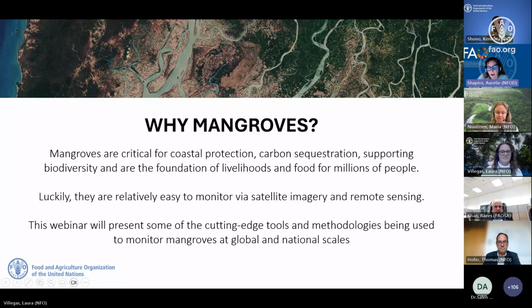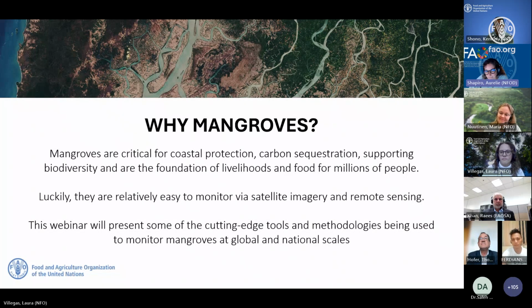So why are we here today? Why are we talking about mangroves? We know they're very critical for millions of people in terms of livelihoods, climate mitigation, biodiversity conservation. They're really an important foundation for so many people's lives. I don't know if you've ever been to a mangrove, but they're actually pretty miserable places to be. They're full of mud and crocodiles, bees, and horrible environments. But luckily, from remote sensing and satellite imagery, we can easily map and monitor them.